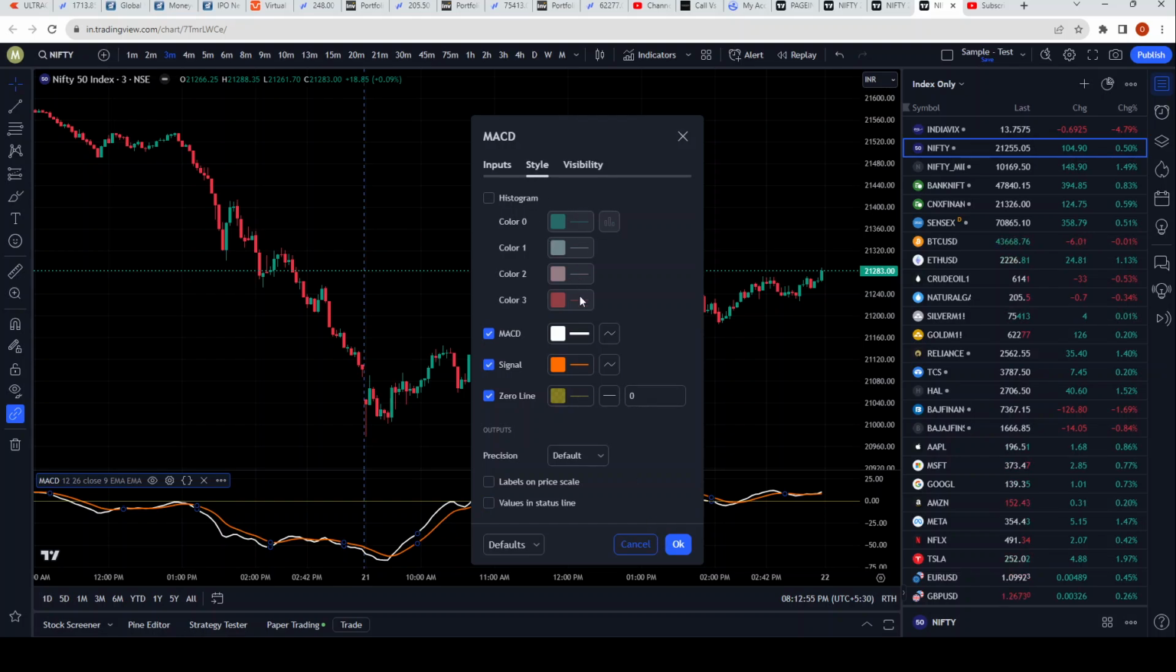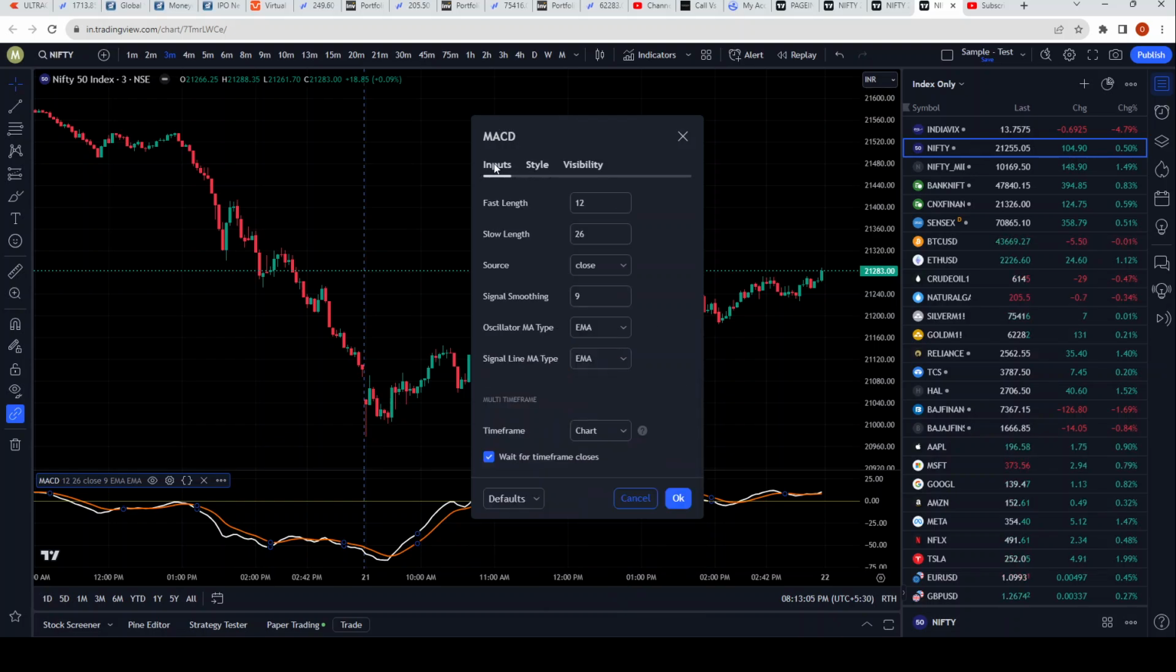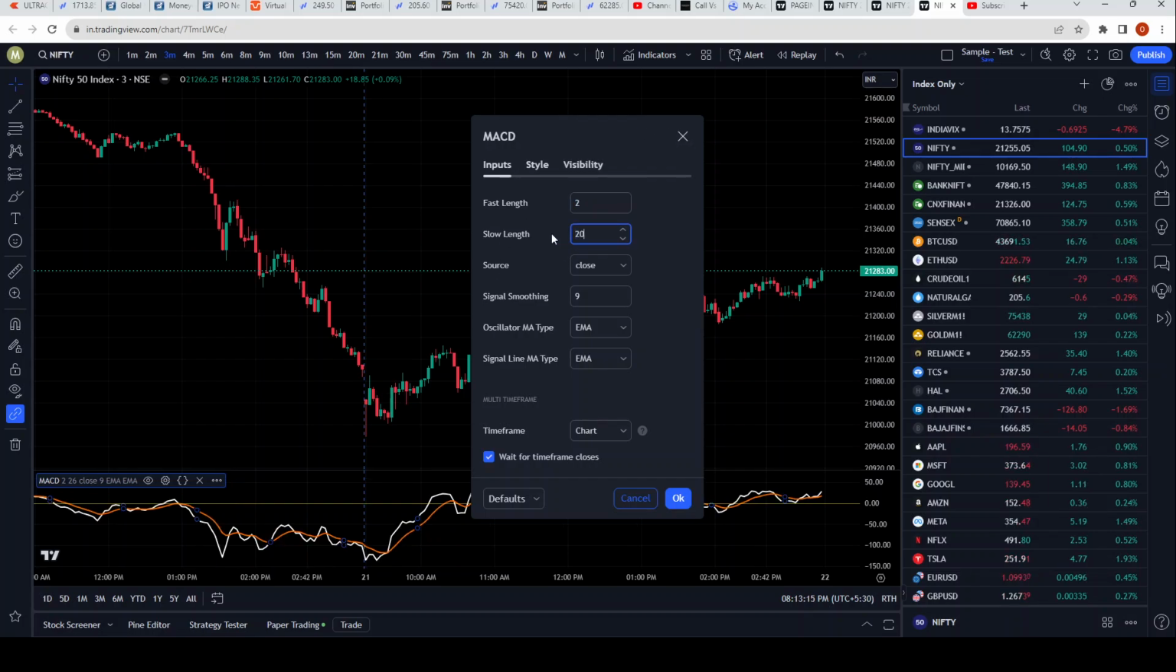Then just have a look once again at the changes we have made. We have unchecked this, unchecked this, unchecked this, and here we have chosen the colors that we like. All right. Then we shall go to the input. Now over here is where we will make the actual changes. In fast length, we will put 2. In slow length, we will make that 20. And in signal smoothing, we will also make that 20.